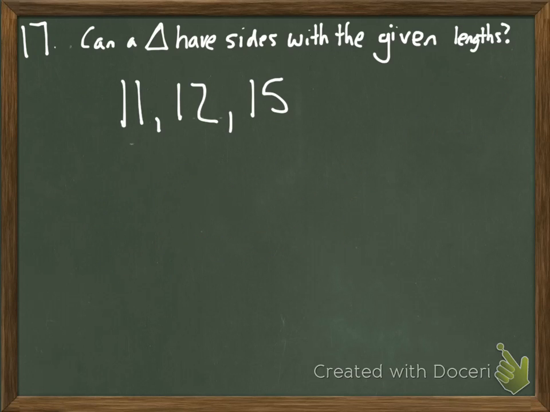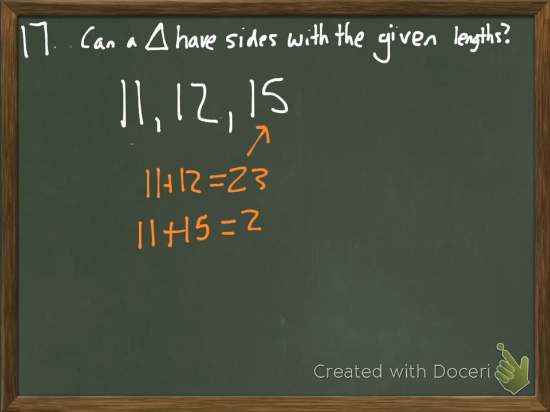Okay, let's try that one more time. So, can we have a triangle with sides with given lengths 11, 12, and 15? Well, let's start adding up the sides and make sure that any addition of two sides is greater than the third. So, I'm just going to go right into order this time. And we will go 11 plus 12. And that equals 23. So if I look back to my third side right there, 23 is greater than 15. We're good there.